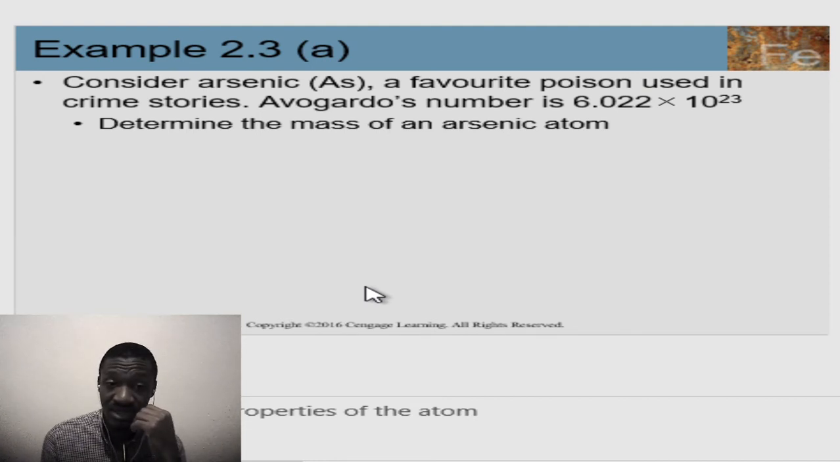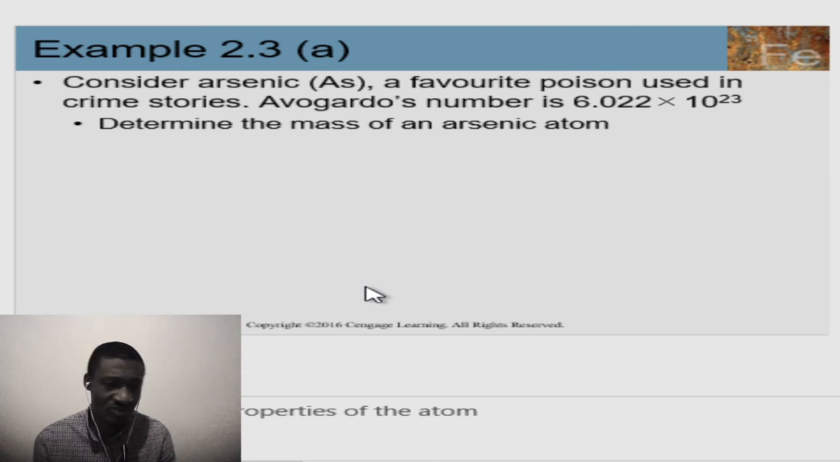Arsenic is used a lot in movies, in crime stories, as poison. If you watch movies, they put it as poison in drinks, tea, whatever drink. You just drop a little bit of it, and when you drink, the person instantly goes out, because a little amount is enough to cause havoc in the system.